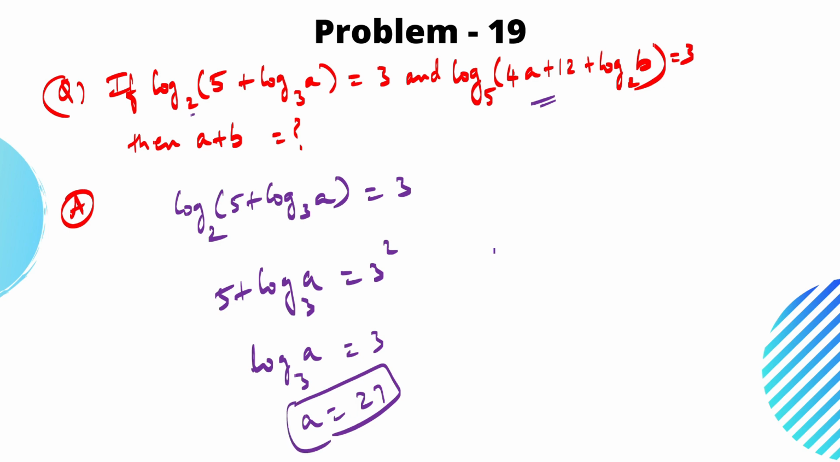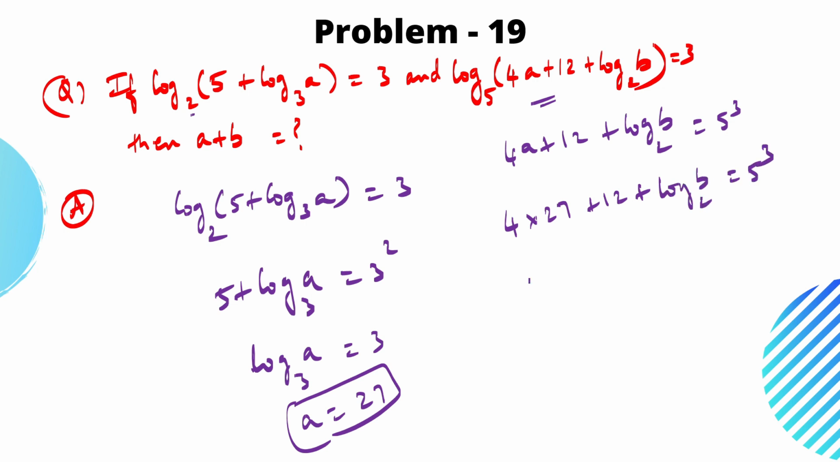Let's move on to the other part. Log of 4a plus 12 plus log b to the base 2, whole to the base 5, is equal to 3. This can be written as 4a plus 12 plus log b to the base 2, this is equal to 5 cube. Now 4 into 27, as a is equal to 27, just substitute here. 4 into 27 plus 12 plus log b to the base 2 is equal to 5 cube. Now log b to the base 2, just simplify this: 125 minus 12 minus 80 minus 28, and this will be equal to 5.